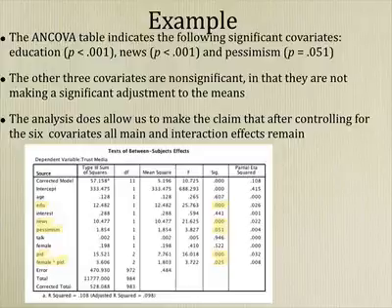But from this analysis we can still conclude that we have a main effect for party identification, just as we did earlier without the covariates. Think back to last week. And we still have a main effect for the interaction. So even after controlling for those 6 covariates, we still have a main effect for party identification and for the interaction.